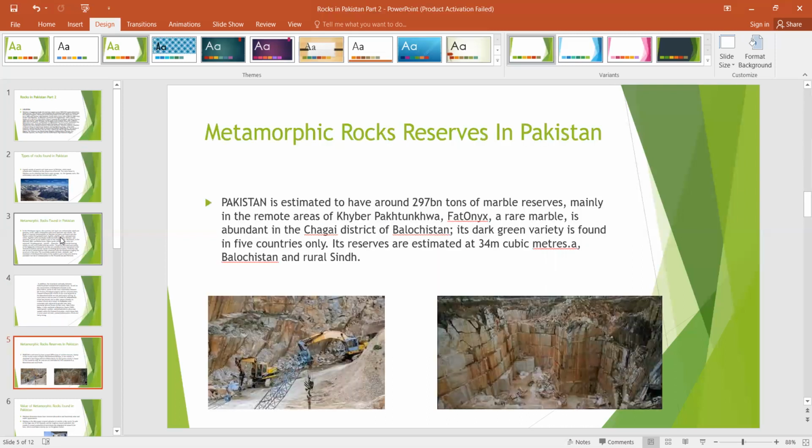Pakistan has a lot of metamorphic reserves. Pakistan is estimated to have around 297 billion tons of marble in reserve, mainly in the remote areas of Khyber Pakhtunkhwa. Fat onyx is a rare marble which is abundant in Chagai district of Balochistan. It is a dark green variety, which is found in only 5 countries. Its reserves are estimated at 34 million cubic meters, in Balochistan and rural Sindh.